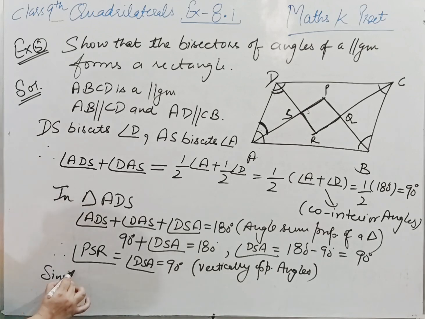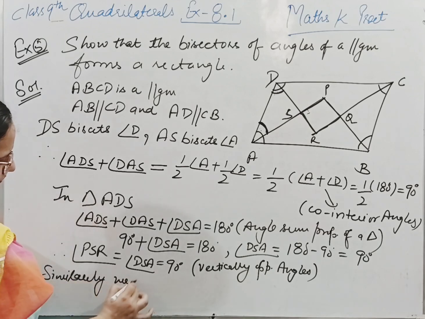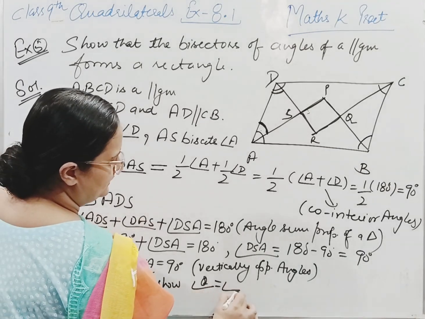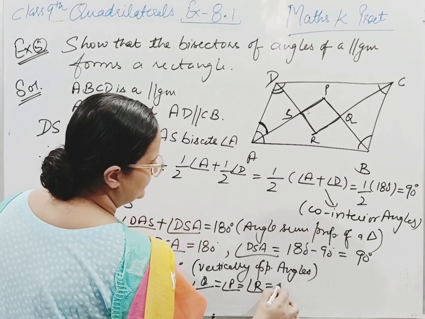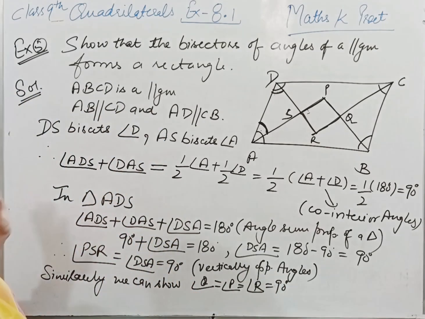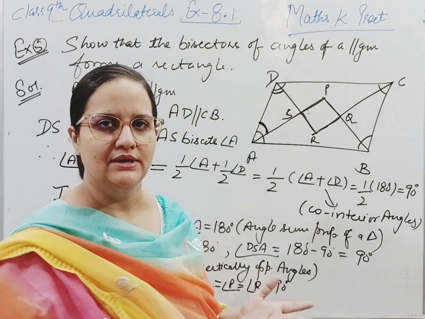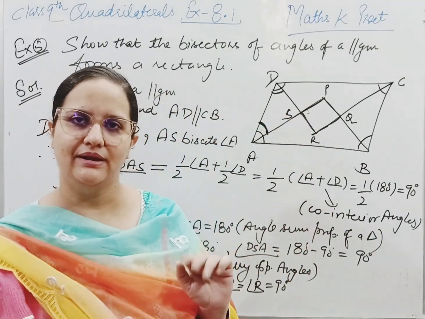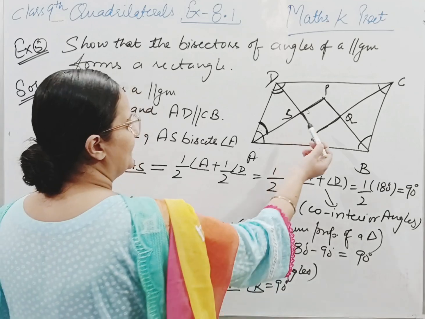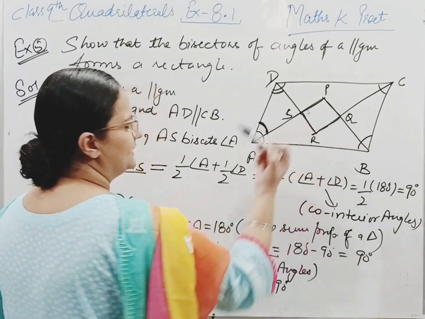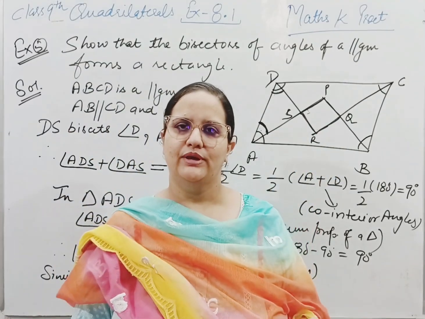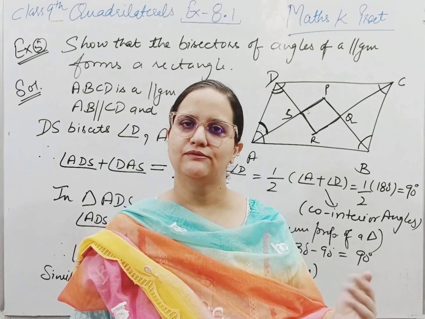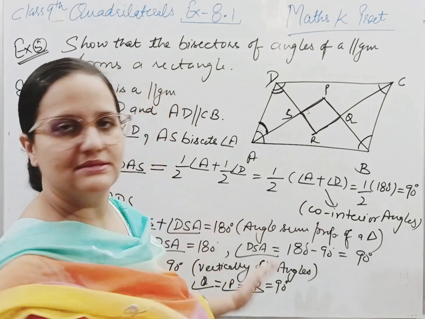Similarly, we can show angle Q is equal to angle P is equal to angle R. All these angles are 90 degrees. I hope these steps are clear to you. Let's move further. If I have to show that PQRS is forming a parallelogram, here I have proved that this angle is 90, this 90, this 90, this 90. We just saw a result that when opposite angles of a quadrilateral are equal, it is forming a parallelogram. We will apply that result here.